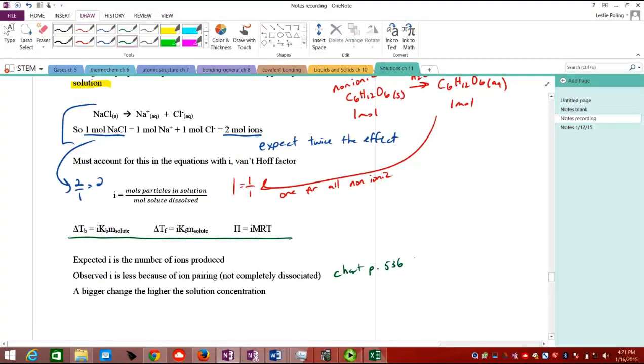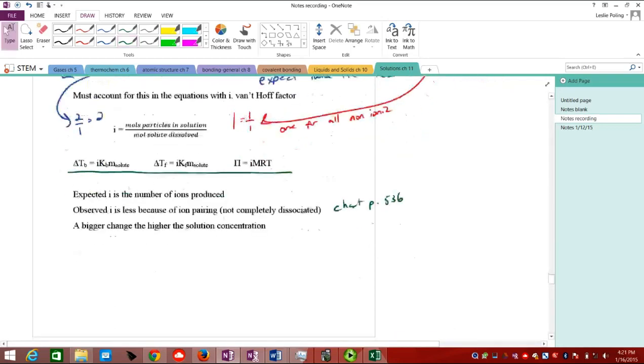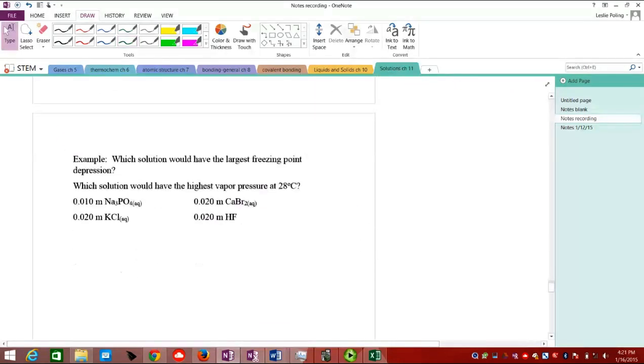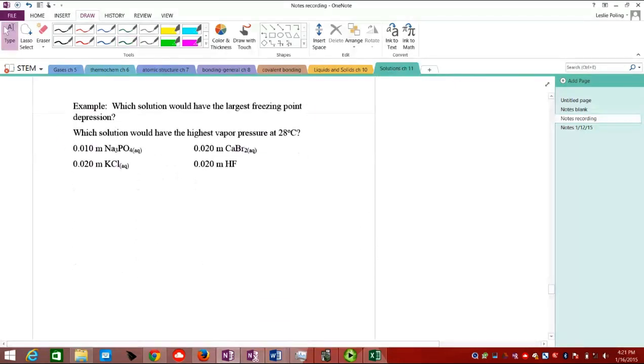There's a chart on page 536 that shows you the comparison between expected i and observed i. So let's look at this. Which solution would have the largest freezing point depression?